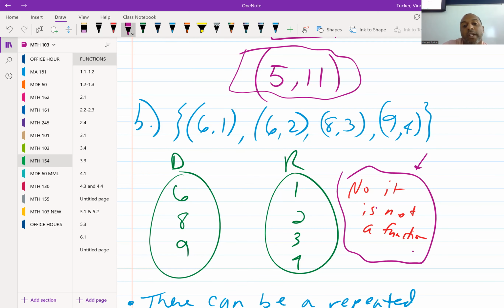All right, so once again, you ask yourself, does each value in the domain go to exactly one value in the range? Well, we have 6 goes to 1, and then 6 goes to 2. So since we have no right here, then that means it's not a function.